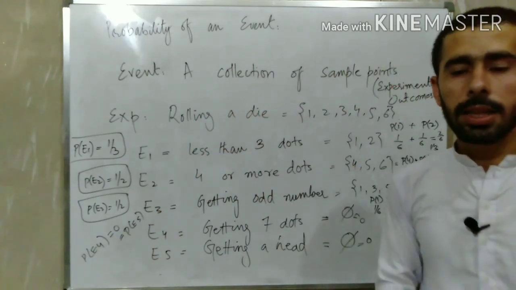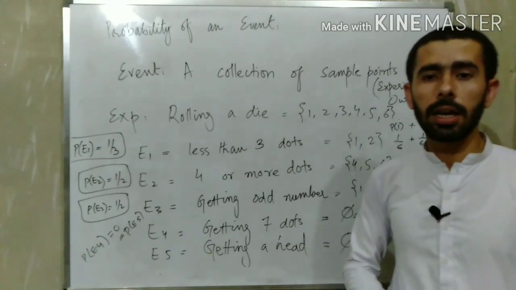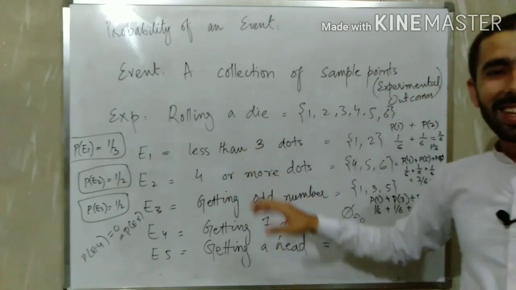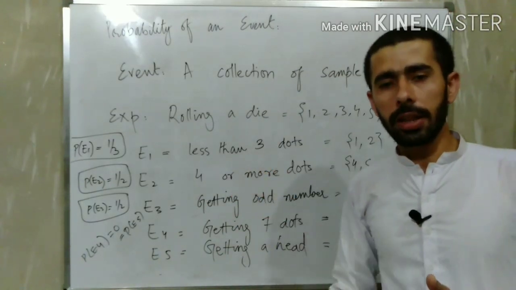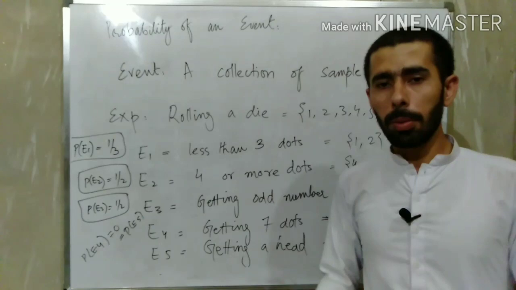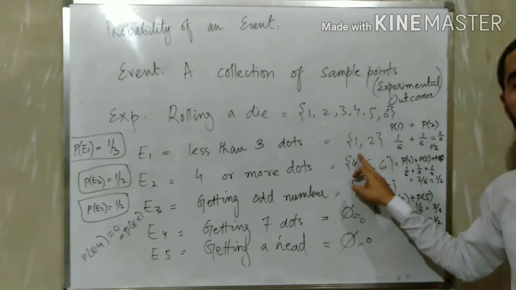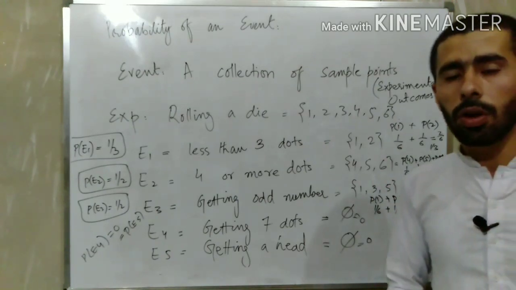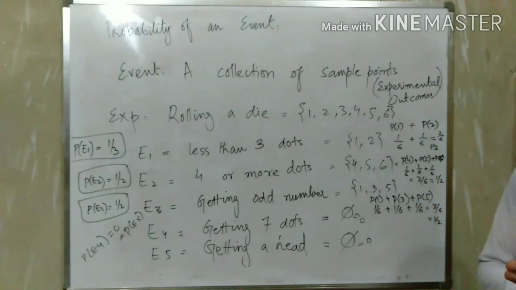So the simple thing was that we first defined an event, that an event is a collection of sample points or the experimental outcomes. That can be defined in any way that you like, the way we did. Then, when you are assigning probability to that event, you assign probabilities to all the sample points, you find the probability of all the experimental outcomes involved, and then in the end you sum up all the probabilities to get the required probability for your event.